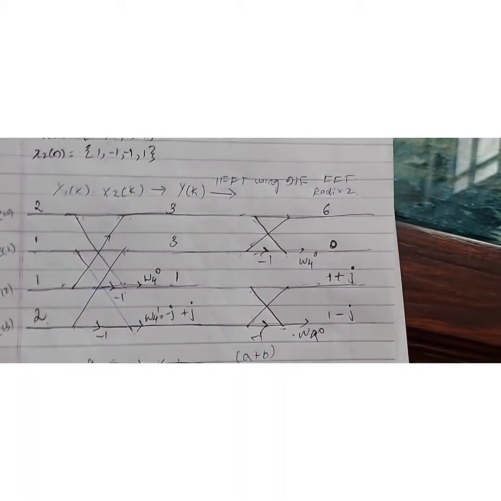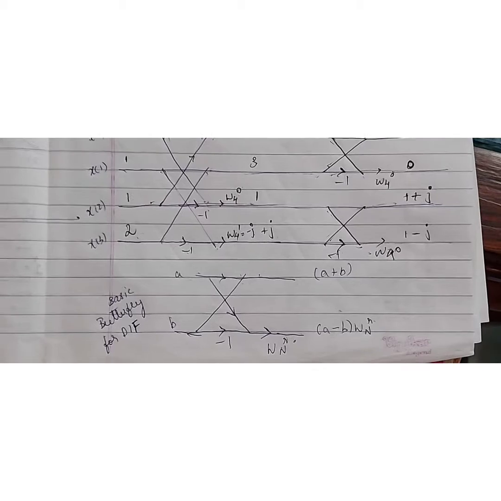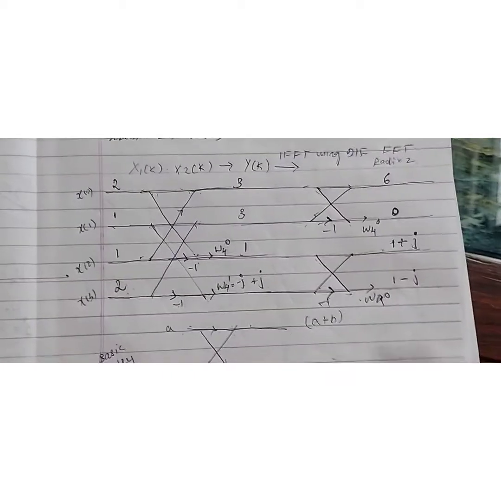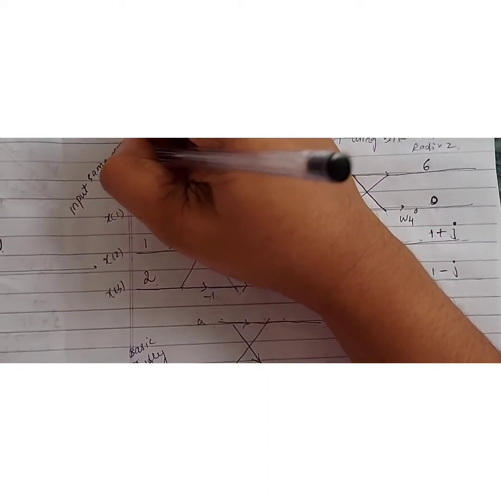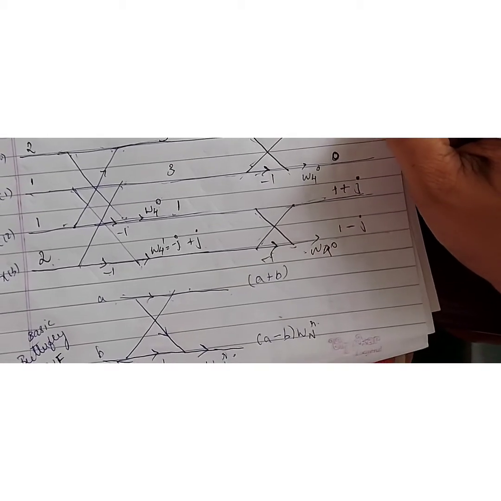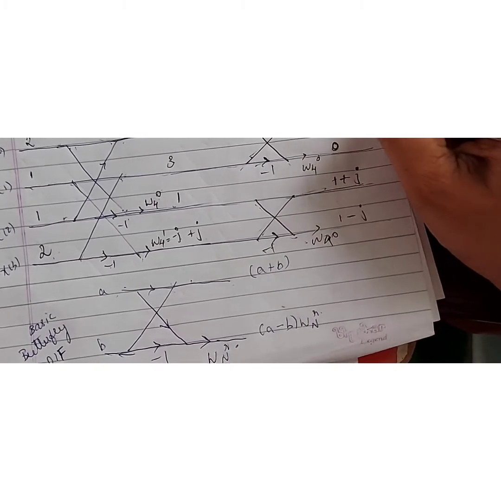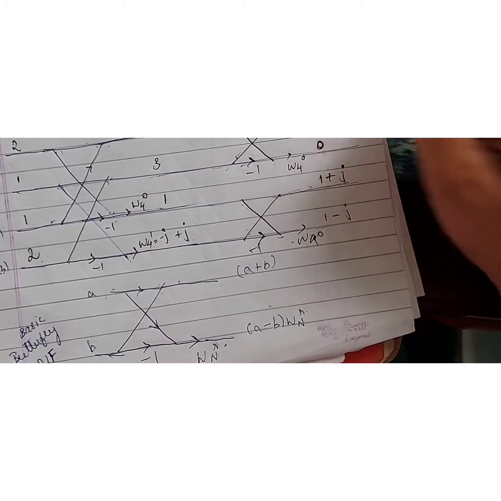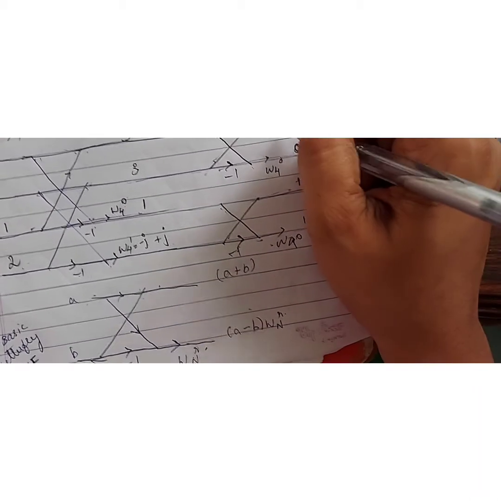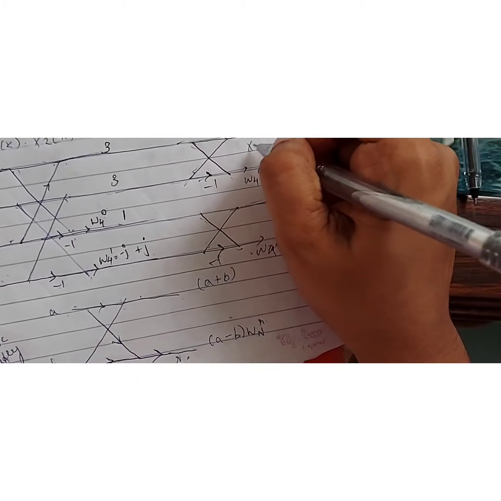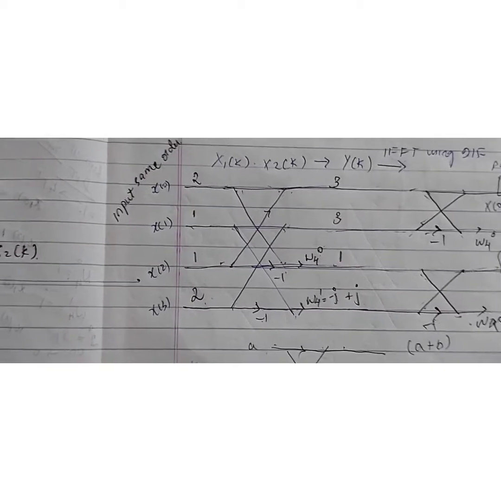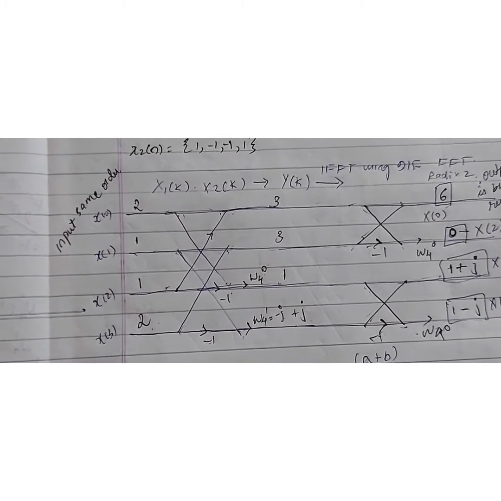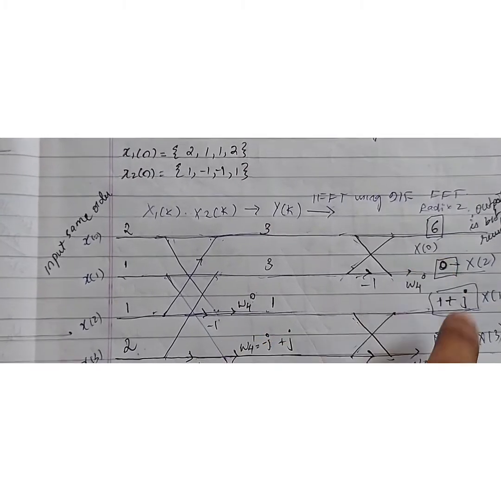Now remember, in case of DIF FFT, the output is bit reversed. Input is in the same order. Output is bit reversed. Bit reversed means, so this value is x of 0. So this is what I get. Okay, if I rewrite this answer in the same order, it is 6, 1 plus j, 0, 1 minus j.